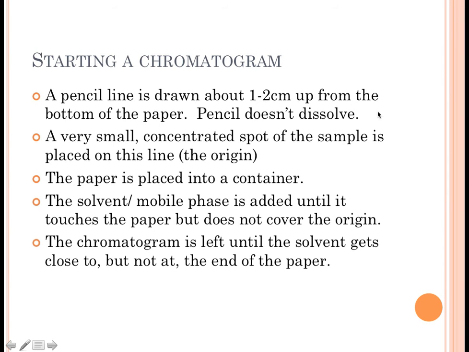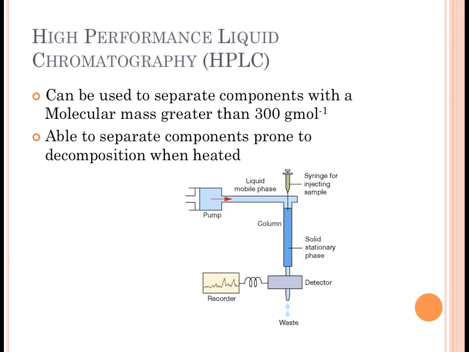If we are drawing a chromatogram, then we draw a pencil line, because pencil doesn't dissolve, slightly up from the bottom, so it's going to sit above the solvent. You put your sample on, you place it in the container, and the mobile phase will move up until it gets close to, but not the end, separating the components as we go.